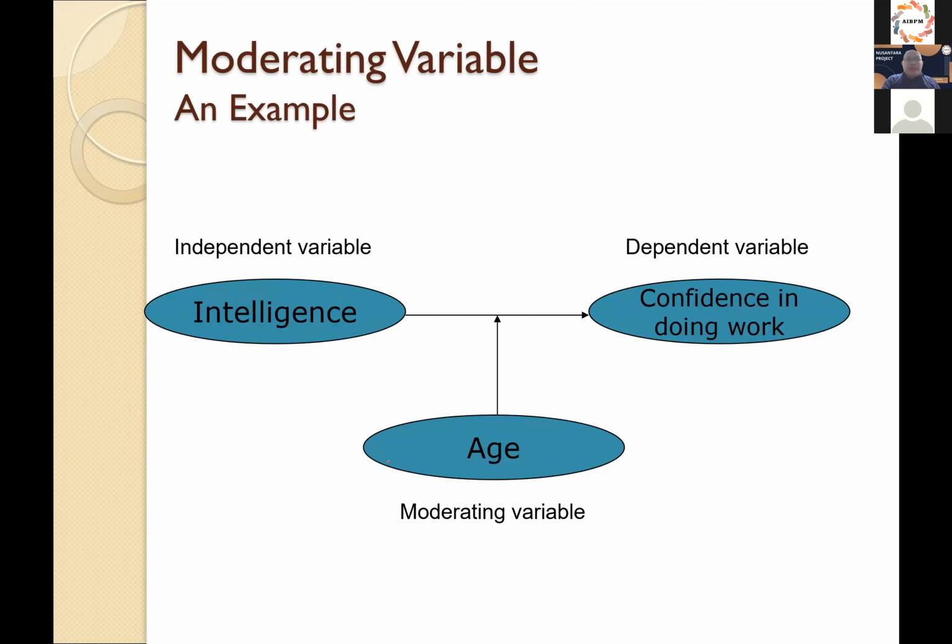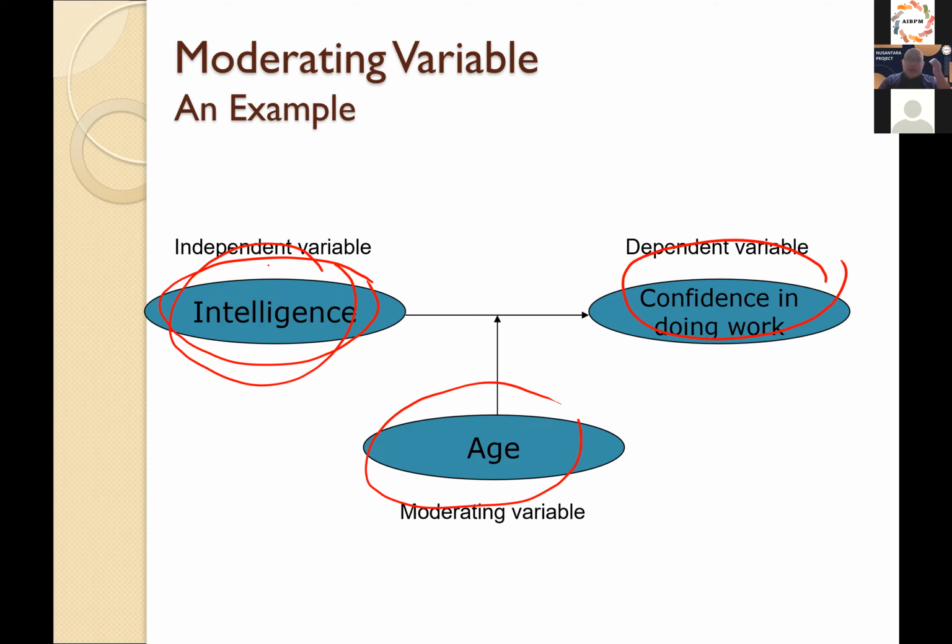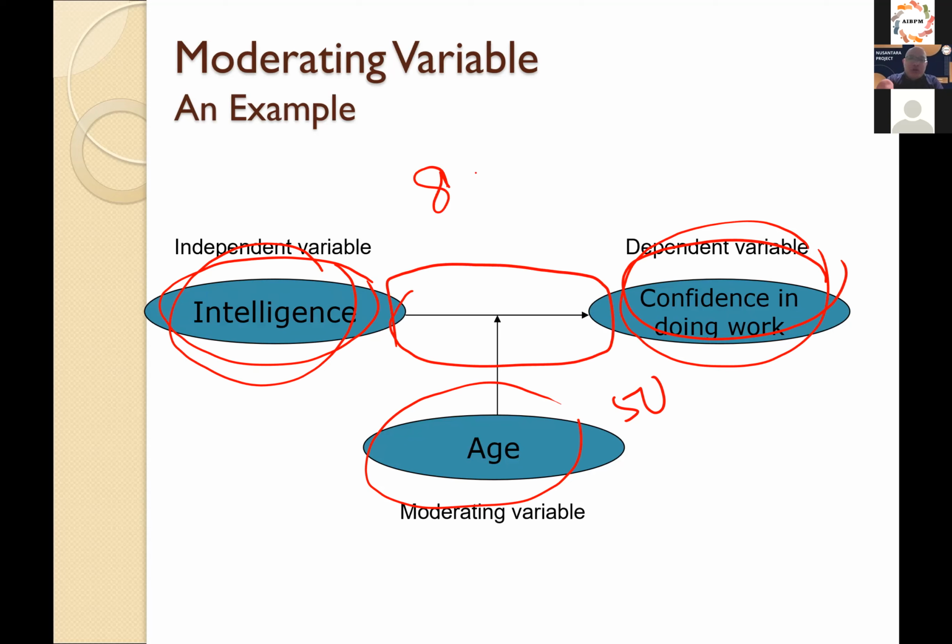All right, so an example like this: intelligence. Let's say you are very smart today, so of course you have more confidence. But let's say you are smart at 20 plus, you still have confidence. But what if all the while you are intelligent, very smart, and you are in your 50s, or you have at least 30 years of experience? Then you will be even more confident. So you see, this relationship is always there, but it can be strong or weak due to a third variable like this, which we call a moderating variable.